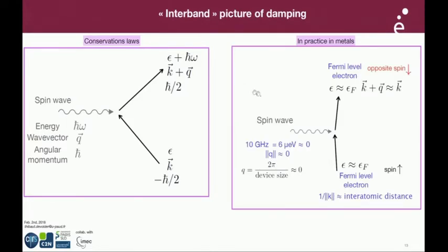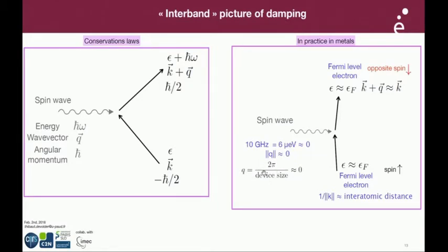Okay, so in practice in metals, if we now put the numbers for a spin wave to electron interaction, you will see that the spin wave, usually we work with magnetization dynamics frequency, so we will consider magnetic excitations of a few gigahertz, which in terms of energy is zero compared to the energies of the electrons at the Fermi level. Okay, so I will say zero energy. We also generally are interested in magnetization dynamics, long-range fluctuations of the magnetization, so not atomic scale variations of the magnetization.